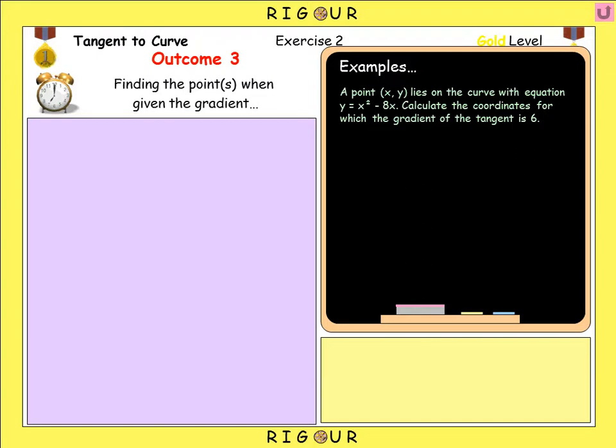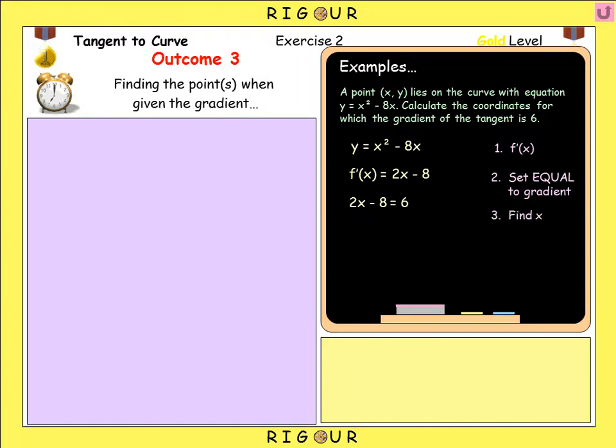So this question still talks about gradient of tangent and the word curve, which tells us first of all that we're still going to do f dash x as key step number 1. So differentiating gives us 2x minus 8. Now rather than subbing the 6 in which we did last time, this time we're given the gradient, so what we're going to do is set the differentiated function equal to the gradient. So we have 2x minus 8 equals 6. And then we just solve it to find x.